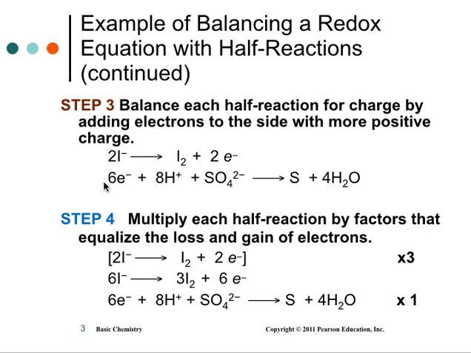Okay, so why? Because what happened? 6 electrons were stolen. Okay, but 6 electrons were stolen away. So I'm going to put 6 electrons on the side with the more positive charge. Okay.